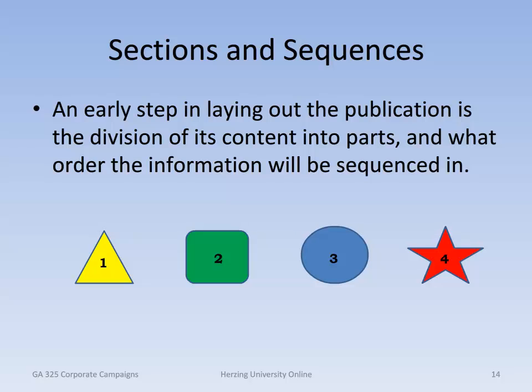In a large, many-page publication, it is necessary for the artist to break up the data into sections or chapters and figure out what order to put articles in. This is called sequencing. What pages will particular stories be printed on?